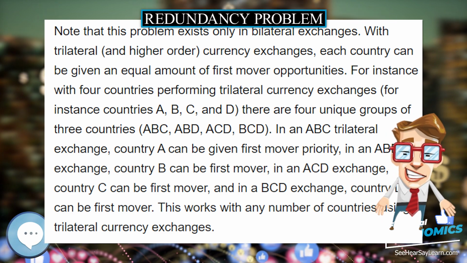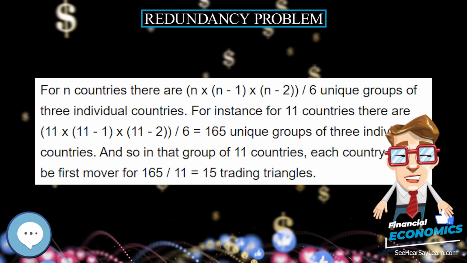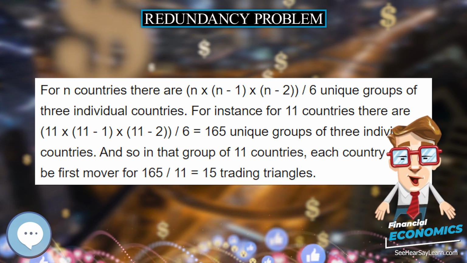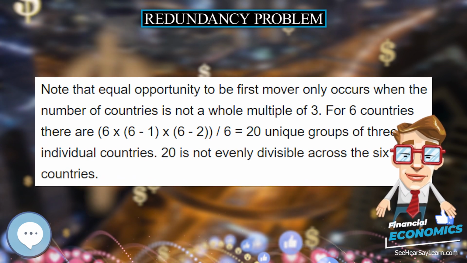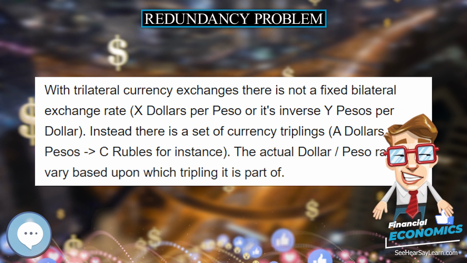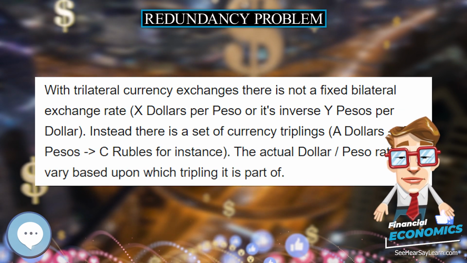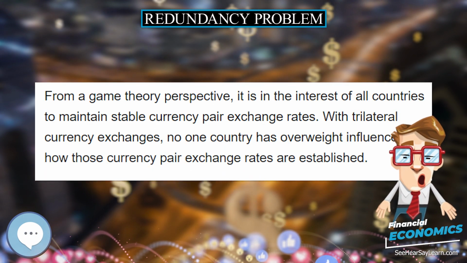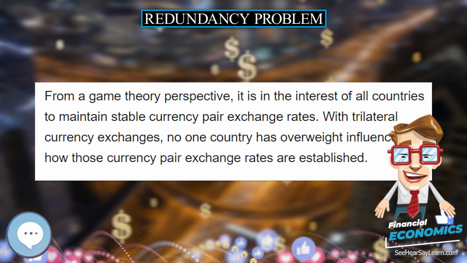With trilateral currency exchanges there is not a fixed bilateral exchange rate, X dollars per peso or its inverse Y pesos per dollar. Instead there is a set of currency triplings, A dollars, greater than B pesos, greater than C rubles for instance. The actual dollar-peso ratio will vary based upon which tripling it is part of.